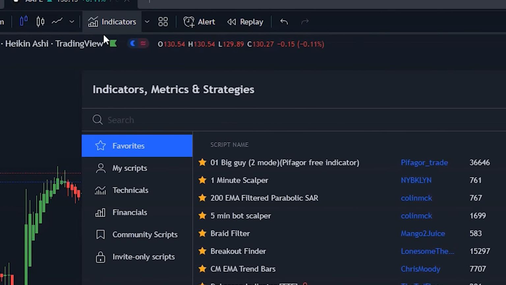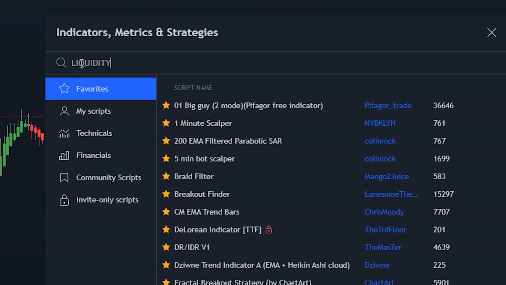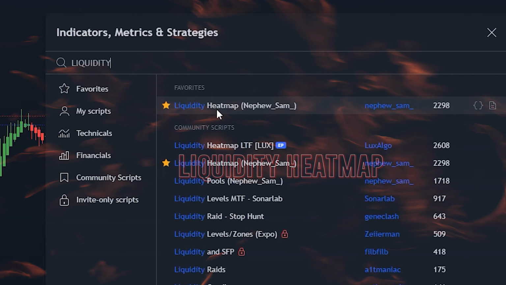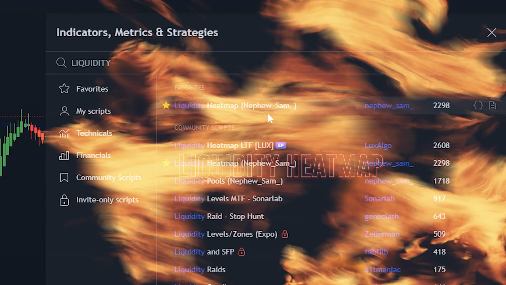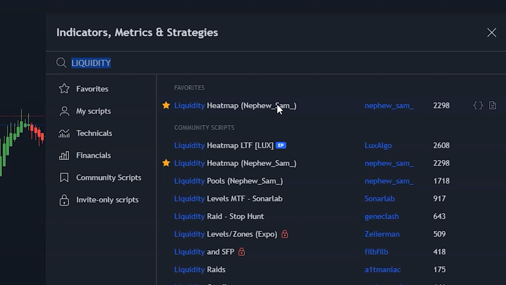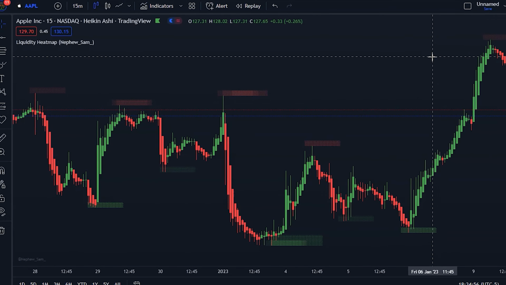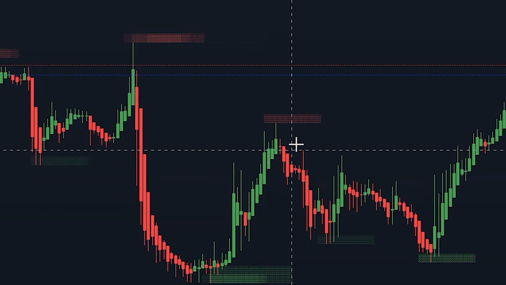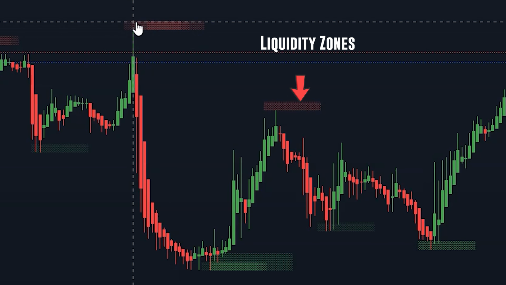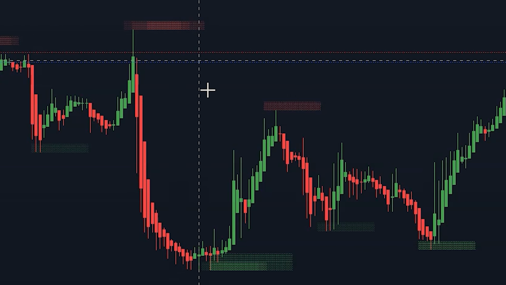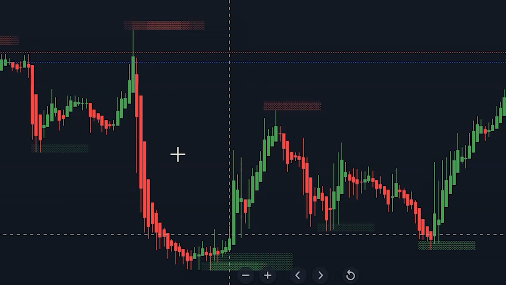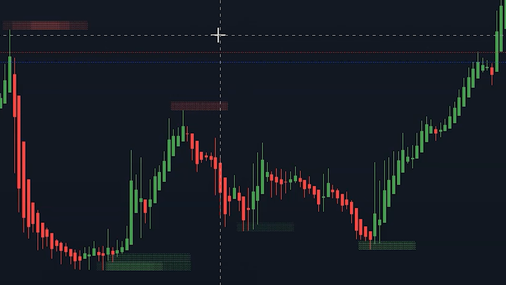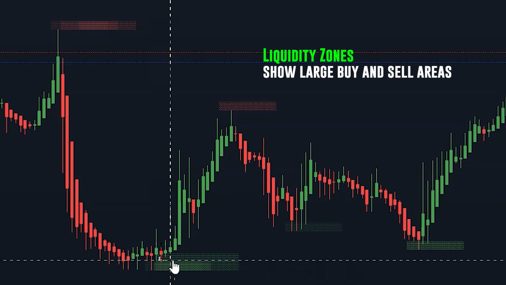We're going to go to our indicators tab, and we're looking for the liquidity heat map by Nephew Sam. We're going to click the indicator there. Now what we're going to see from this indicator is different zones, and these zones are liquidity zones in the market. These are where all of the buyers and the sellers are sitting, and not only are they sitting there, their stop losses are set there.